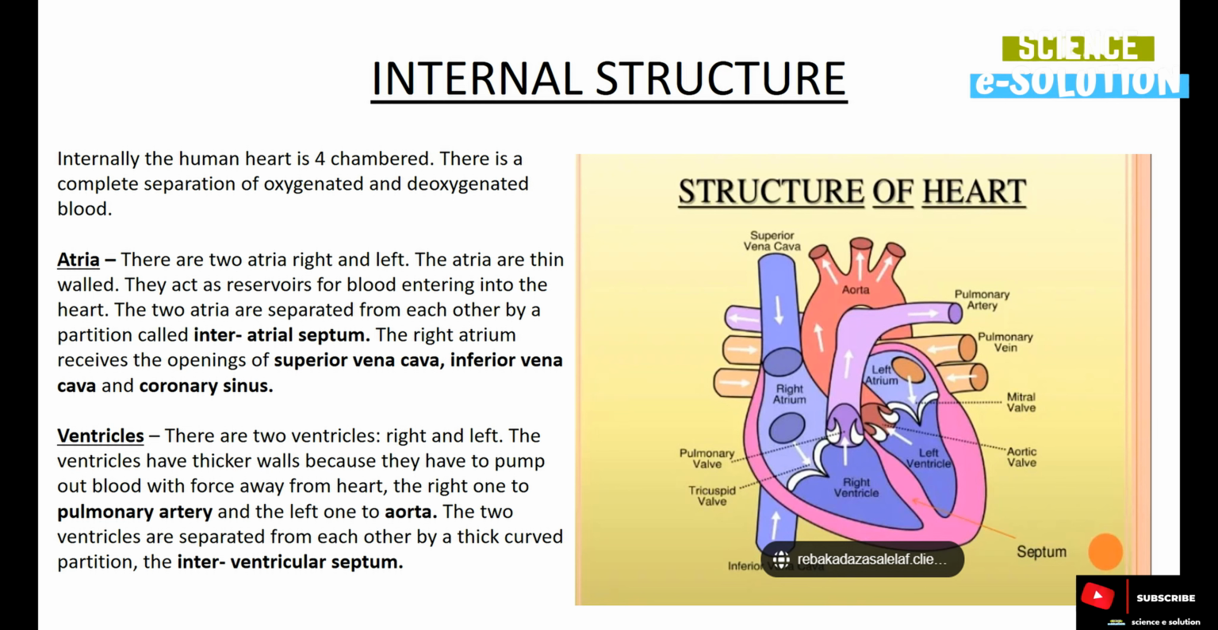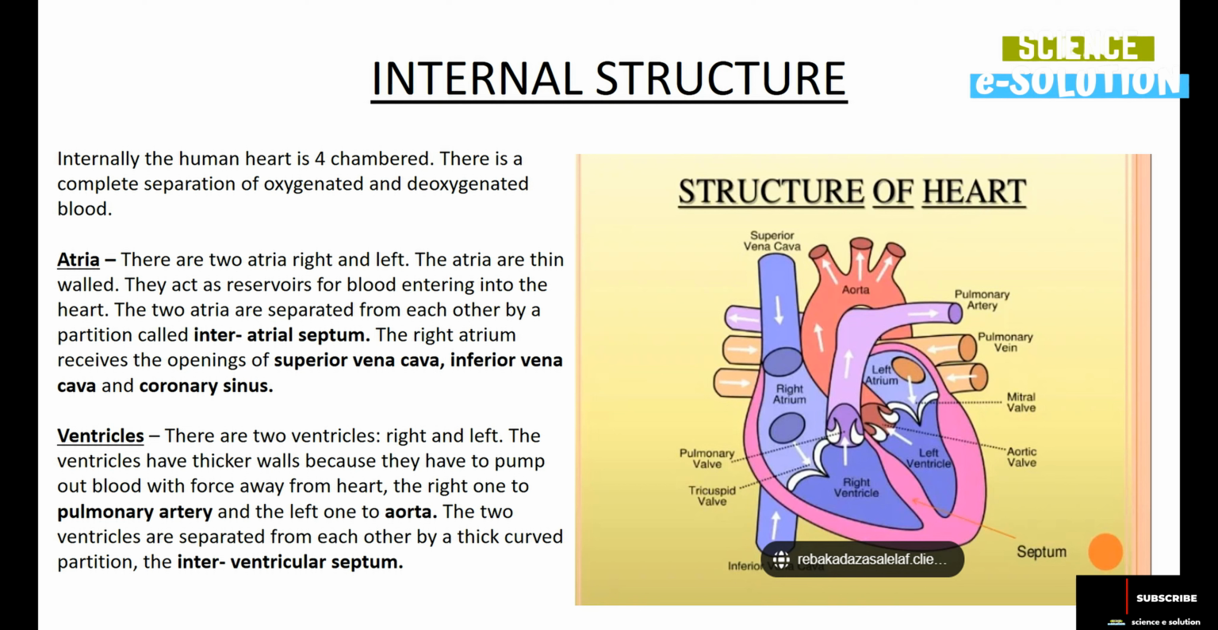Ventricles: there are two ventricles, right and left. The ventricles have thicker walls. The reason behind this is that they have to pump out the blood with a great force away from the heart, the right one to the pulmonary artery and the left one to the aorta.